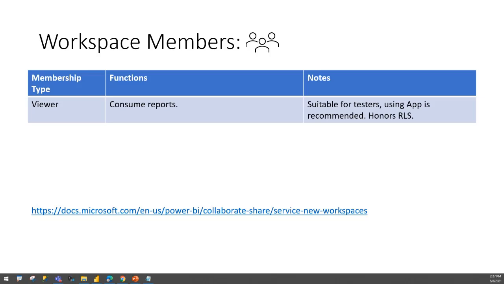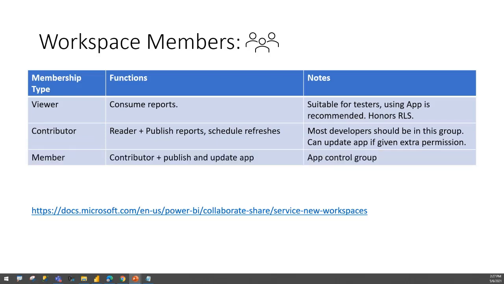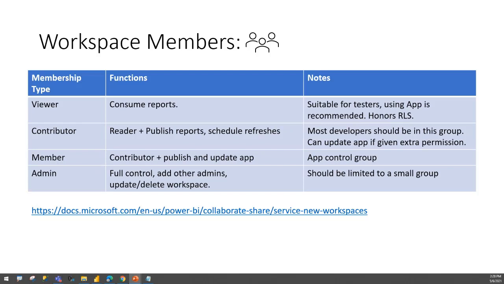This is the only level where it's going to honor role-based security, or row level security, very close to each other, slightly different. Anything above this is considered part of your group, and all the data in there is visible to them, even if you have row level security in place. So the next levels up are a contributor, who can publish and schedule refreshes. Then it's member, who can publish an app. And finally, it's an admin that has full control.